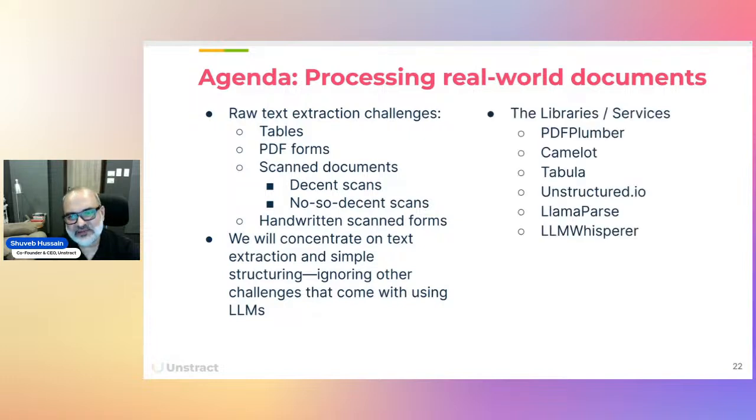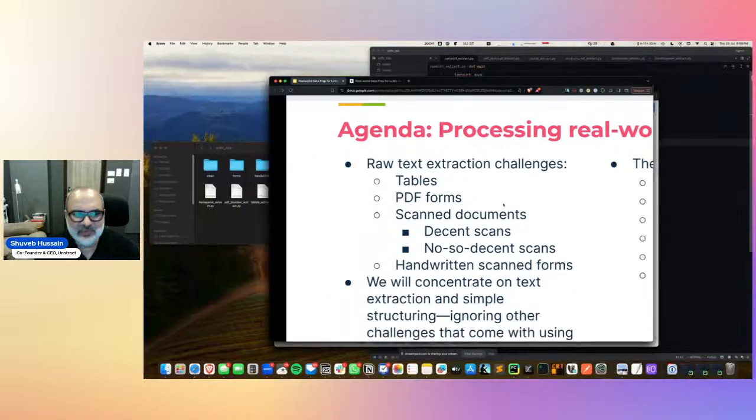We will look at libraries like PDF Plumber. We'll look at Camelot, Tabula. We'll try and extract tables using these libraries with some of these real world documents. We'll also look at unstructured IO as a service, not the library, but the cloud service. Then we'll also look at Llama Parse. We will look at LLM Whisperer as well, right? Which is the service that we run, right?